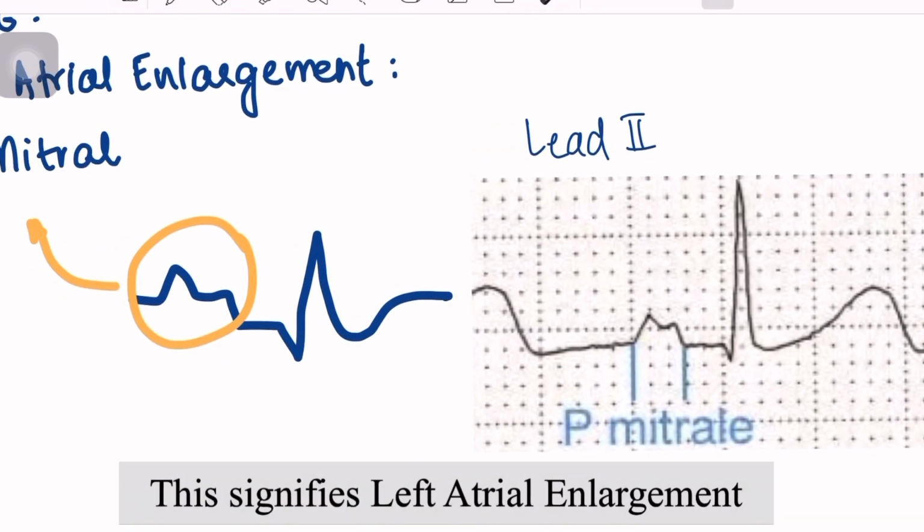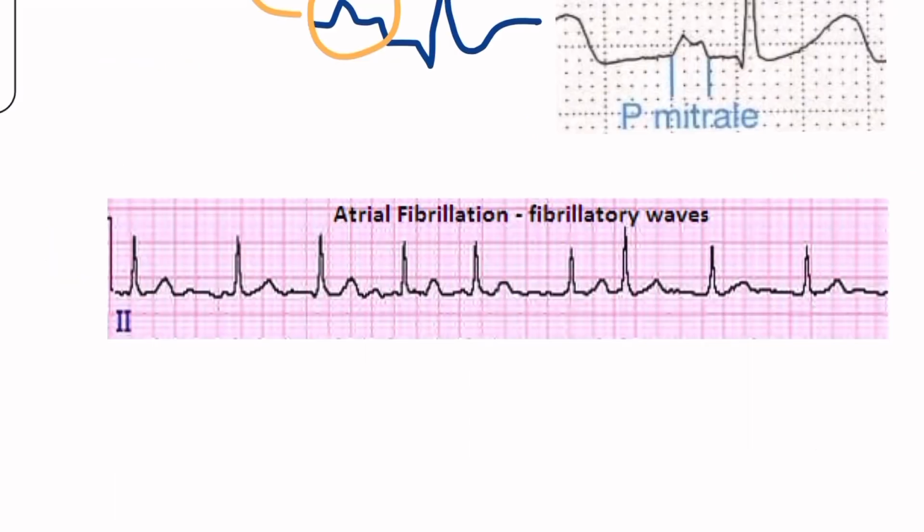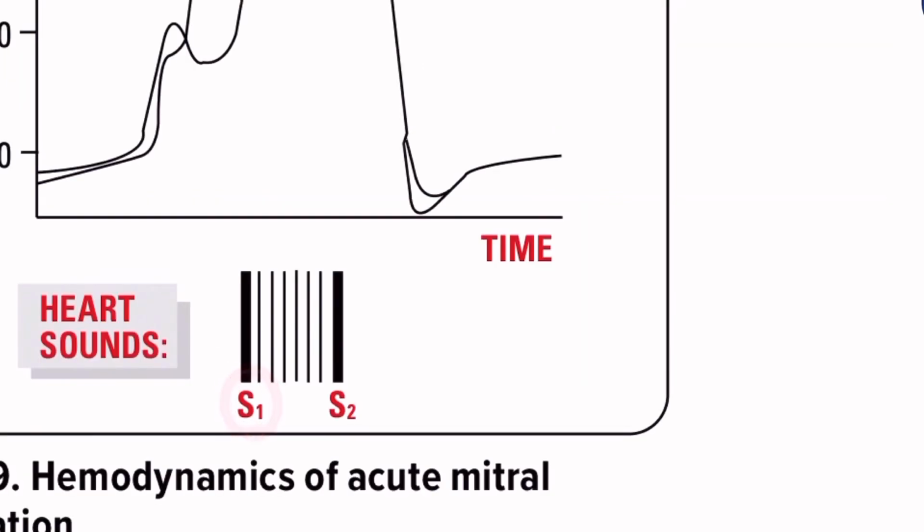So on ECG, if you look at lead 2, you will find P mitral, which means notching of the P wave. You will also find signs of atrial fibrillation, which will have absent P wave and fibrillation instead of P wave, and irregularly irregular heart rhythm, which is shown by the distance between these peaks. These are irregularly irregular. The S1, which shows the closure of mitral and tricuspid valve, will also be a little diminished because the mitral valve will not close properly.